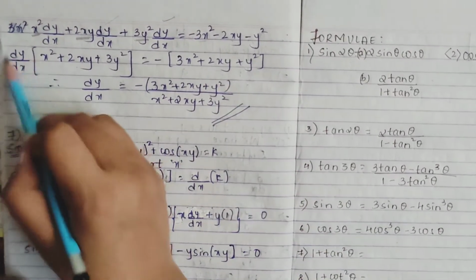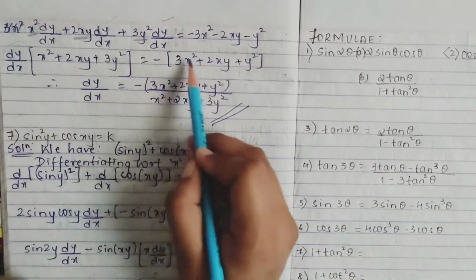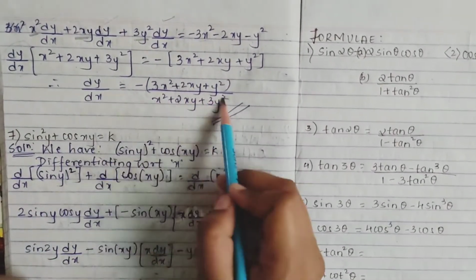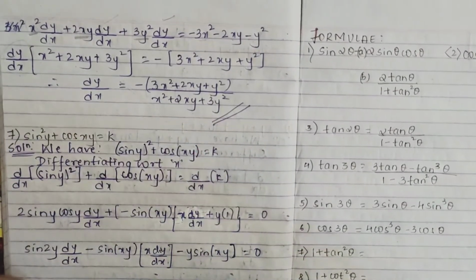So now what value of dy by dx do I get? The whole term divided by this. It will be minus 3x squared plus 2xy plus y squared, whole divided by x squared plus 2xy plus 3y squared, when it comes to the denominator.